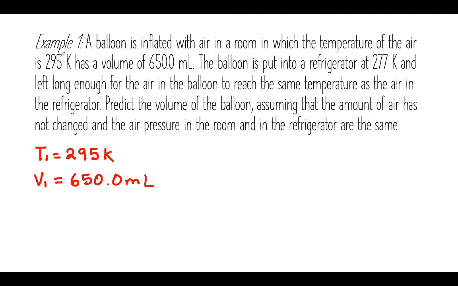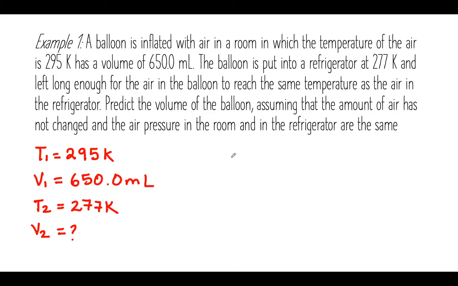So we know that there has been a change in temperature, and T2 is 277 Kelvin. What they're asking us to do is predict the volume of the balloon, assuming that the amount of the air has not changed and the air pressure in the room and the refrigerator are the same. So the pressure remains constant and the amount of gas remains constant, and we have to solve for V2.